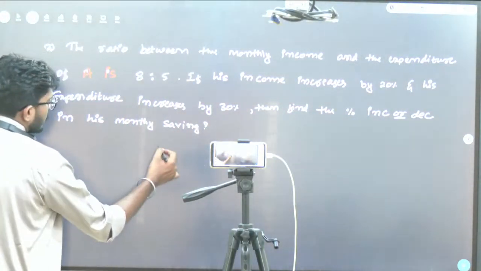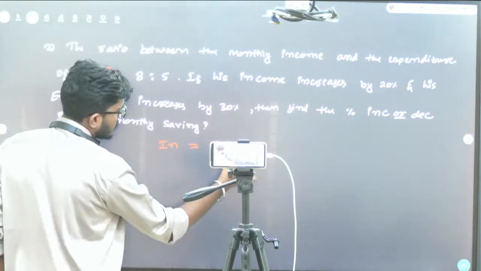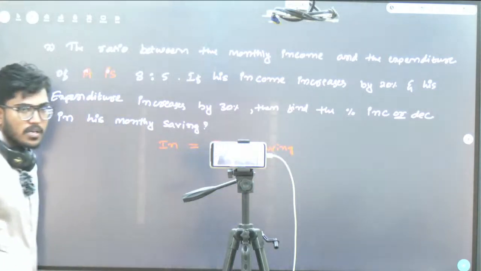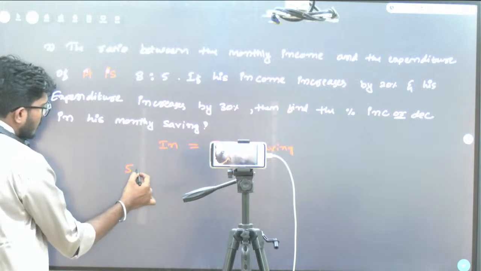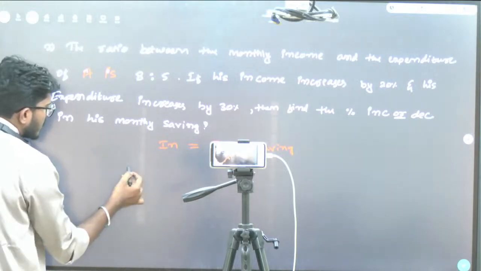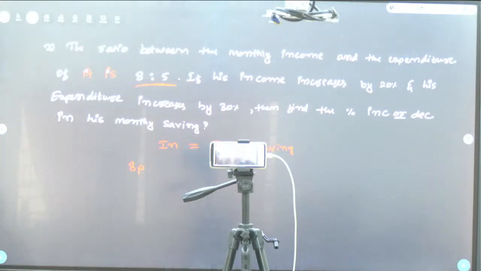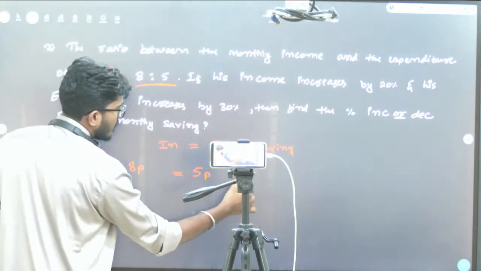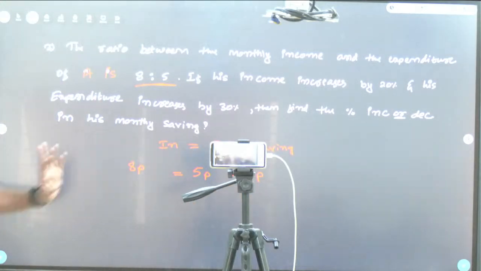See, income equals expenditure plus saving. This is the condition you have, right? Now first take income. How many parts given? Sir, income is 8 parts given. In the ratio they gave 8:5. Income is 8 parts, expenditure will be 5 parts they gave, plus saving will be 3 parts. Income equals expenditure plus saving.